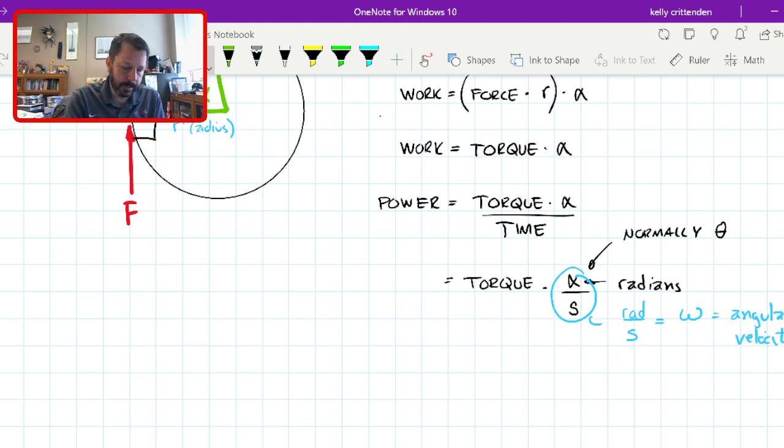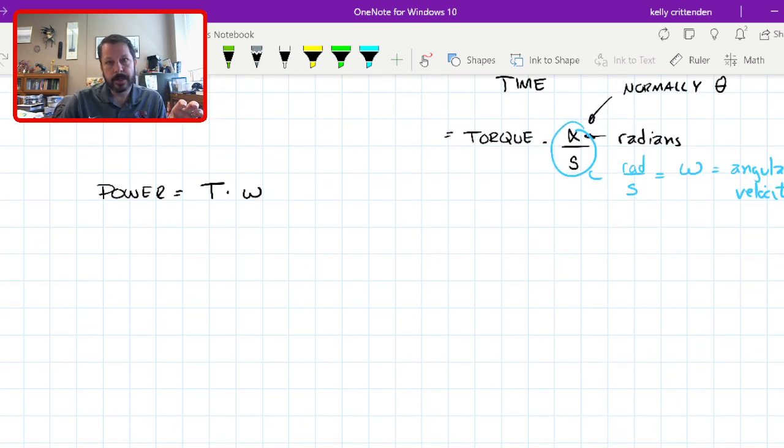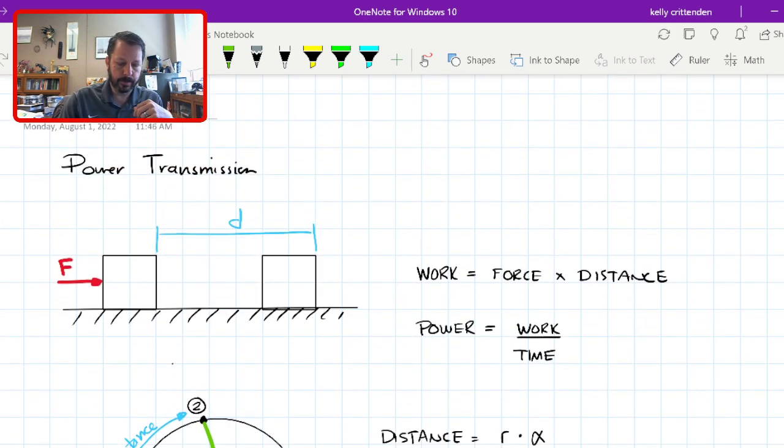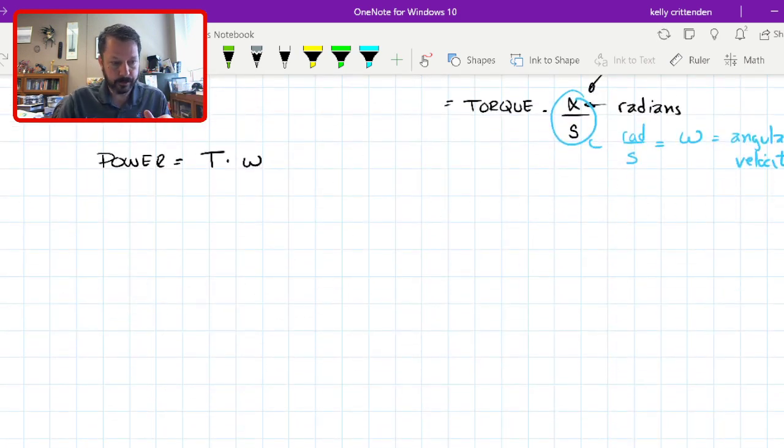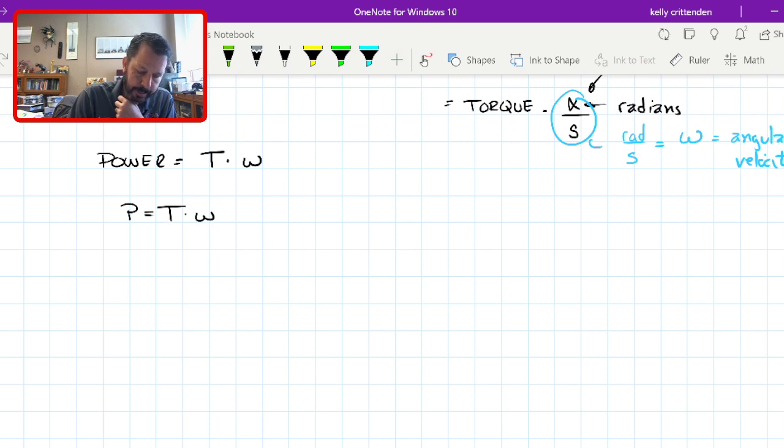So now I have an equation. If I take all of that and rewrite it as a clean equation, I have power equals torque times omega. So that is our power equation for a shaft that is rotating, versus power in a sliding block. But that's where we derived it from. So you'll see this P equals T times omega. It's not W, it's an omega, angular velocity.